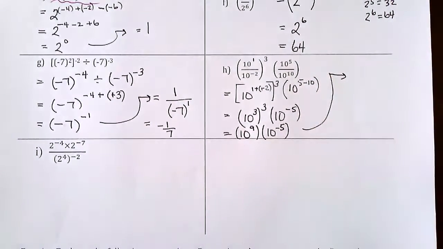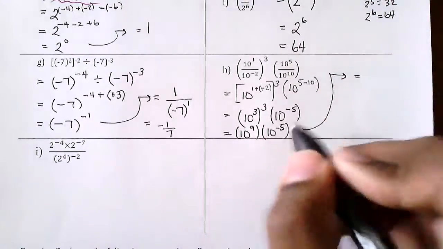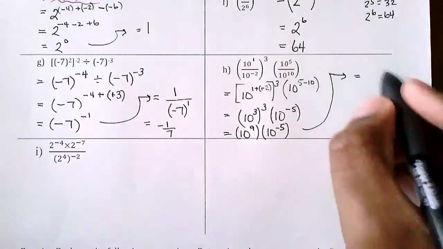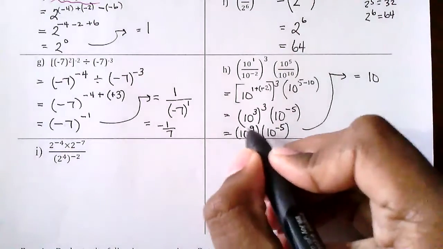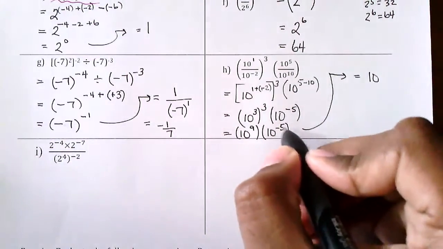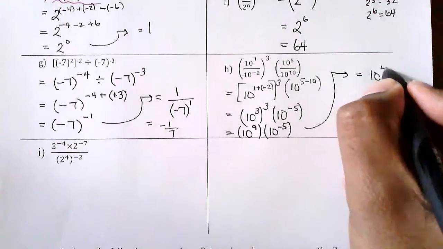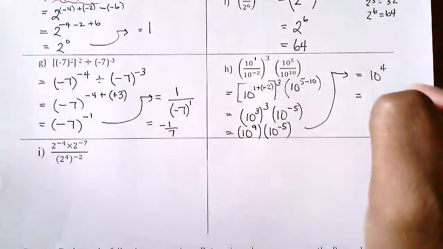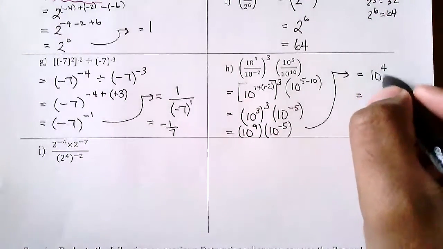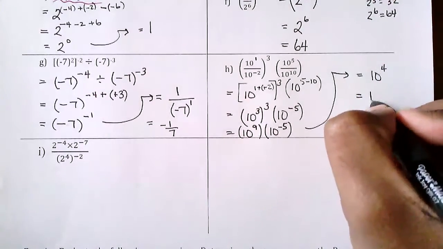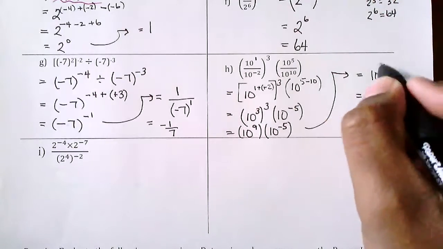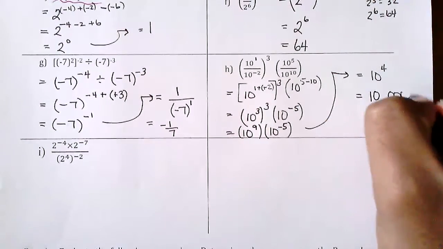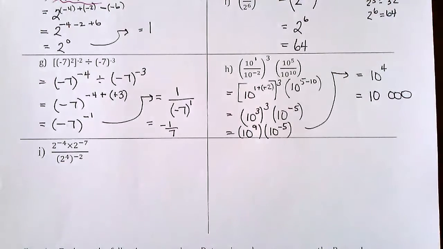Again, I still don't have a single power, so I'm going to keep going. Here I'm multiplying powers, so I keep the base and I add the exponents. 9 plus -5, or 9 minus 5, is just 4. So I've written it as a single power. It has a positive exponent, which is great. Now I need to evaluate. Remember the shortcut I taught you yesterday: when you have 10 to the power of something, copy the 1 and write this many zeros. So 4 zeros, 0, 0, 0, 0 gives us 10,000.